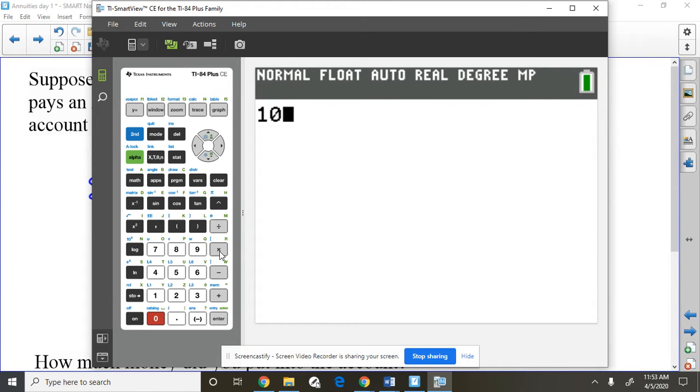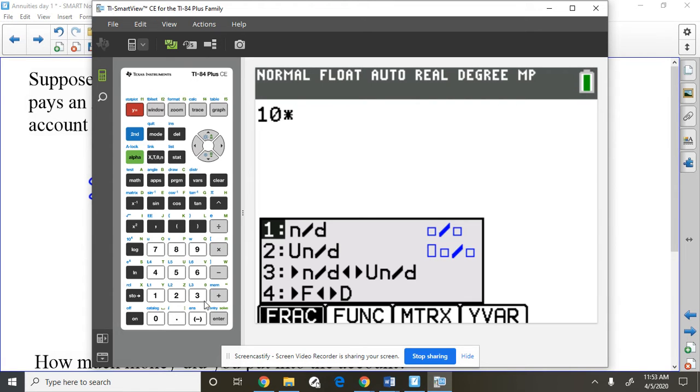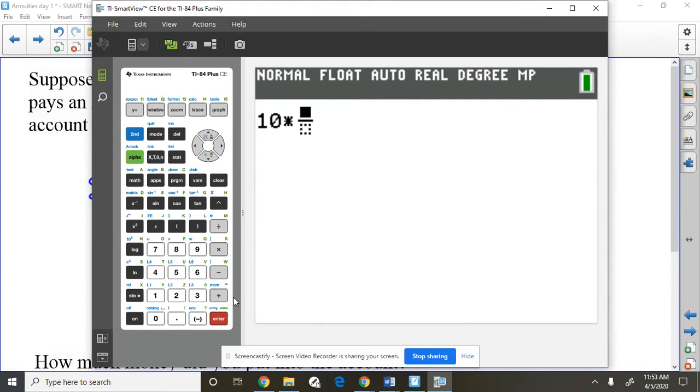You may need to put multiplication before going to the fraction bar in your calculator. For some reason, this seems to be necessary in some versions, but not in others. So if you're having an issue, that could be why.